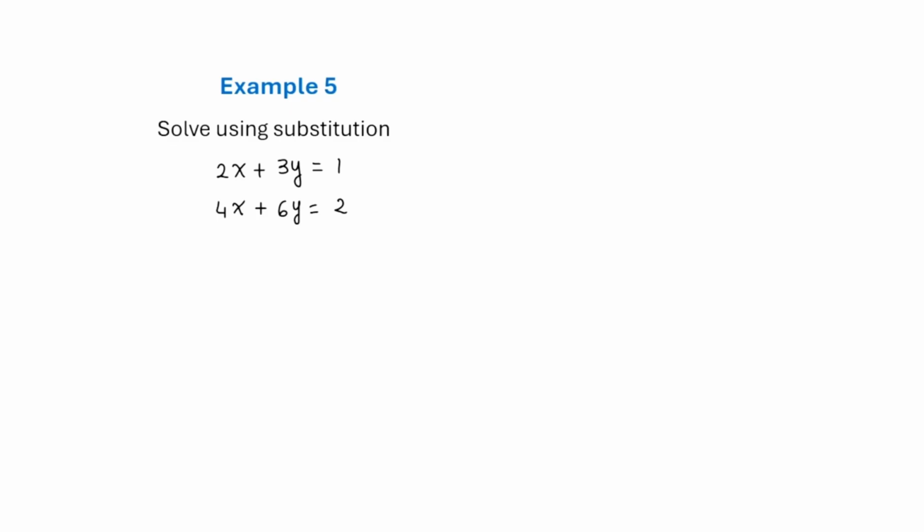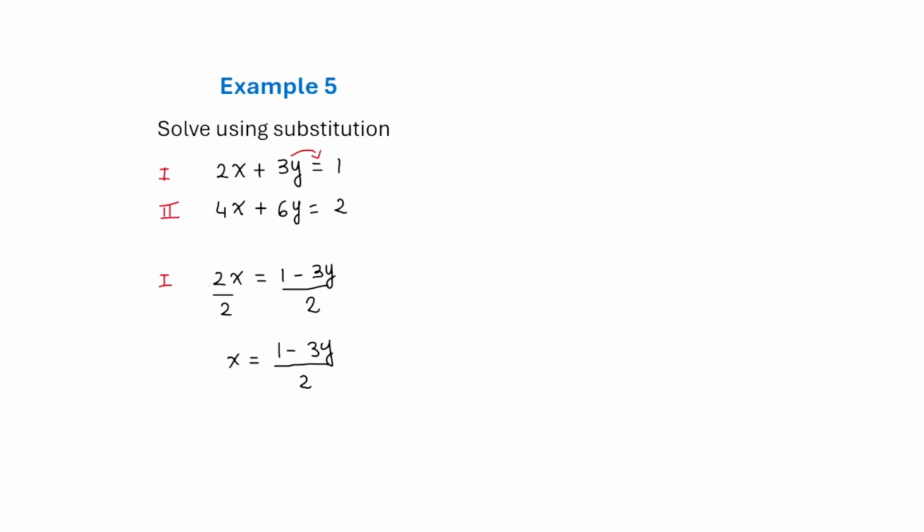Example 5 is a special case. Equation 1 is 2x plus 3y is equal to 1. Equation 2 is 4x plus 6y is equal to 2. We use equation 1 and isolate x. Move 3y to the right-hand side. 2x is equal to 1 minus 3y. Divide by 2. x is equal to (1 minus 3y) all over 2.